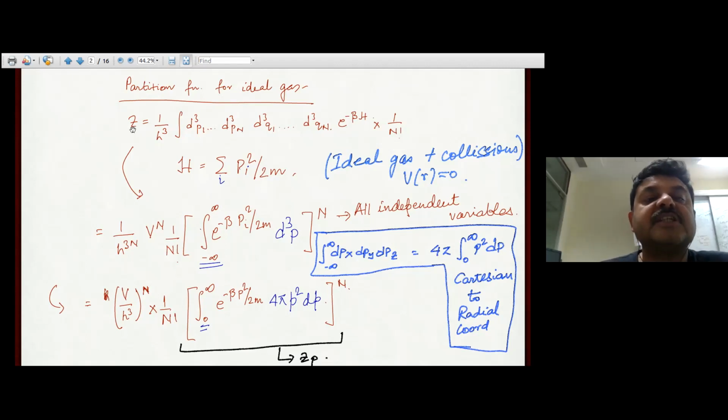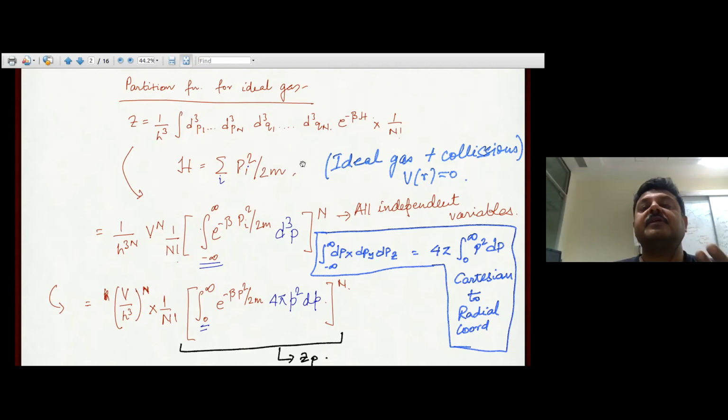And thereby, the expression for the partition function is given by 1 by h cube, where h cube again is that unit volume of phase space which we use for the microcanonical ensemble, right? So here it's d3p1, d3p2, and so on up till d3pn, and all position coordinates d3q1, d3q2 up to d3qn, right? And the Hamiltonian for the ideal gas is given by summation over each particle, or rather each degree of freedom, let's say x, y, and z. i runs from 1 to 3n, if you like, pi squared by 2m, right? So i runs from 1 to 3n, and x, y, z of each coordinate.